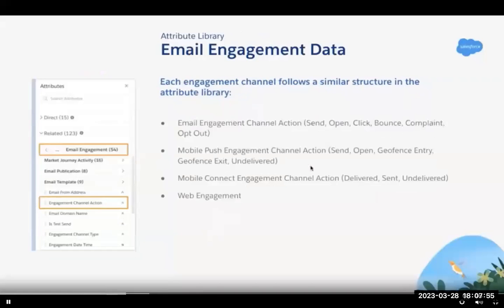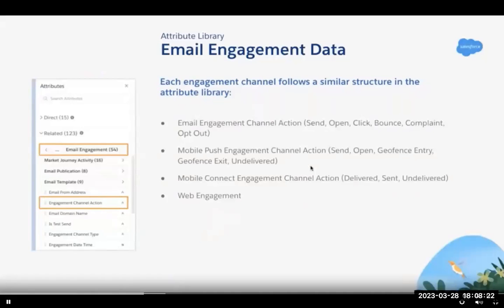So here's an example from the attribute library about the way that email engagement data will appear. Each engagement channel that is mapped to the Salesforce information model, the SIM, or has a bundle coming in through the Marketing Cloud will follow a similar structure. It will have a similar shared set of attributes in addition to these custom things that may be specific to a channel or that you've added.